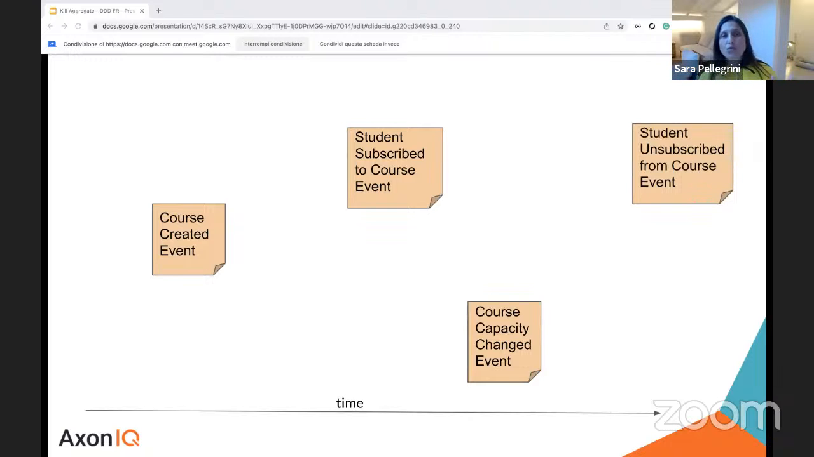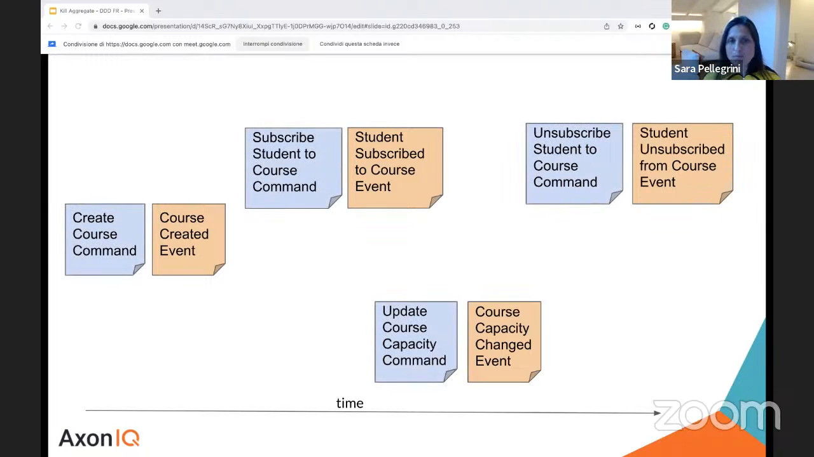Let's now move to analyze the triggers of these events. In our example, all these events are triggered by commands sent by the user. So far, so good. The process is natural and simple.